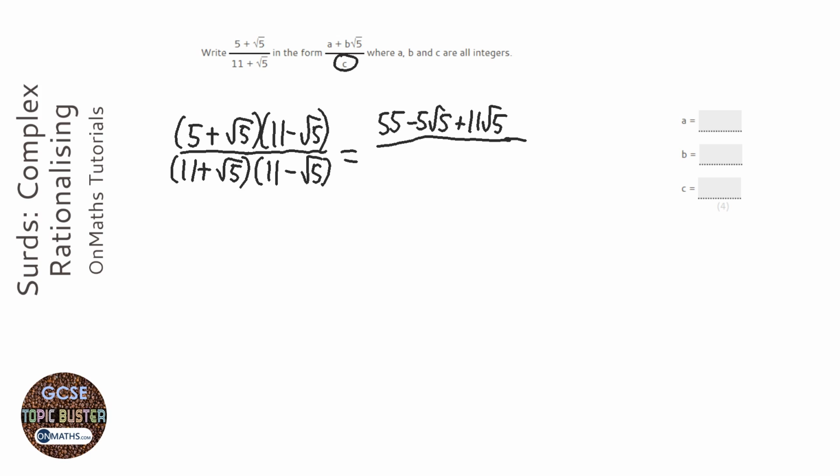I'm just going to extend my line a little bit. And root 5 times minus root 5, well, a positive times a negative is a negative. And any surd, when you times it by itself, it just becomes that number. So root 5 times root 5 is just 5. Okay, let's do the same with the bottom.